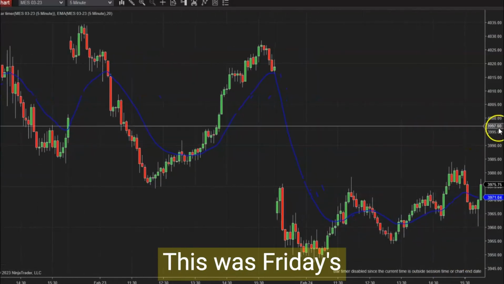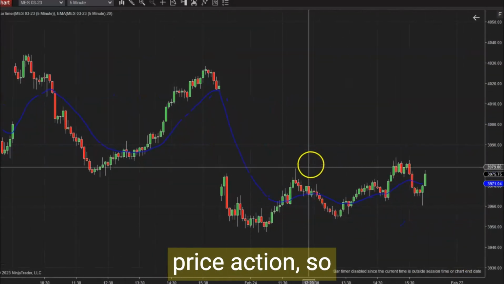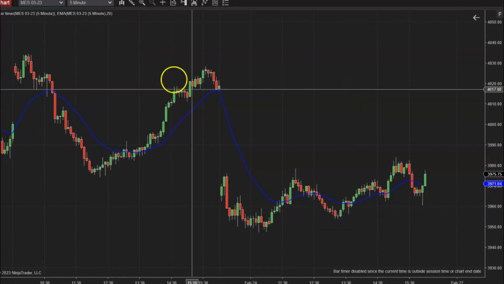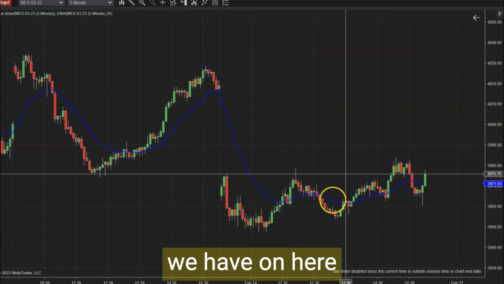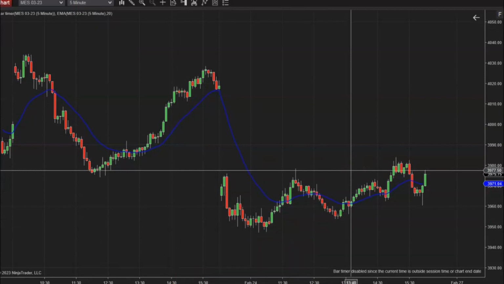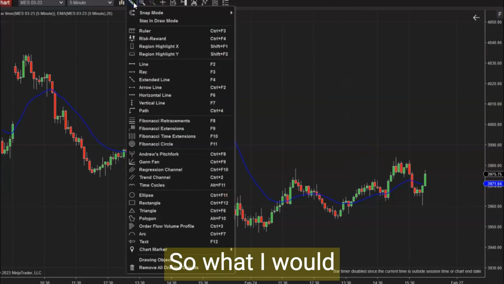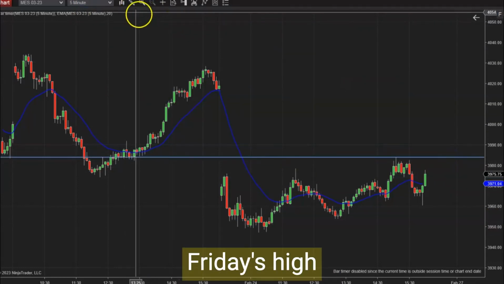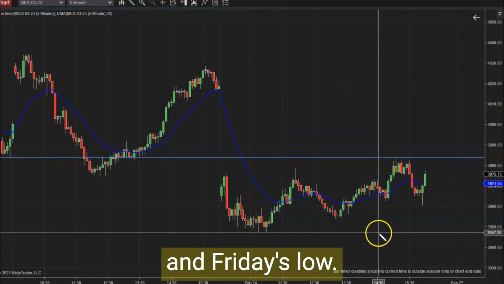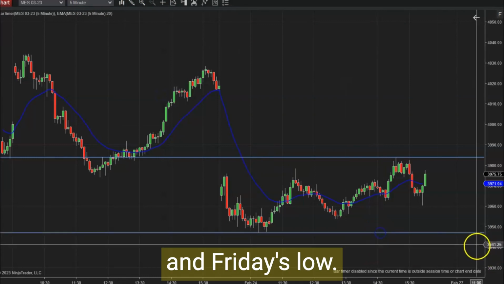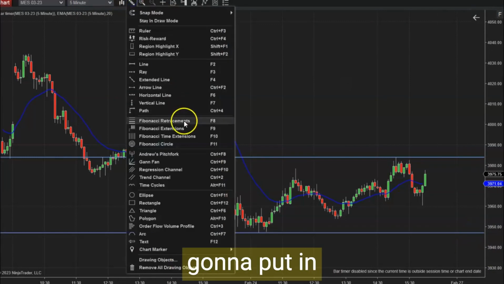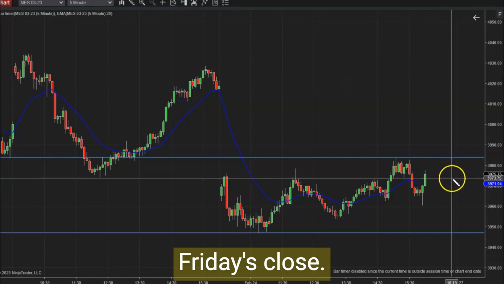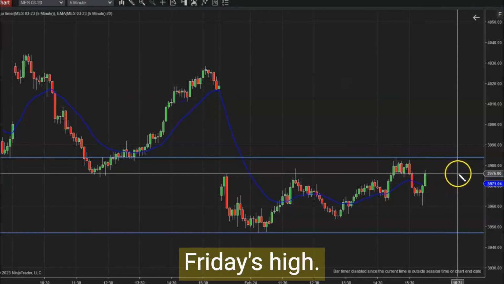This was Friday's price action. The only indicator we have on here is a 20-period exponential moving average. So what I would like to do is go ahead and put in Friday's high and Friday's low. And then we're going to put in Friday's close. So we have Friday's high.